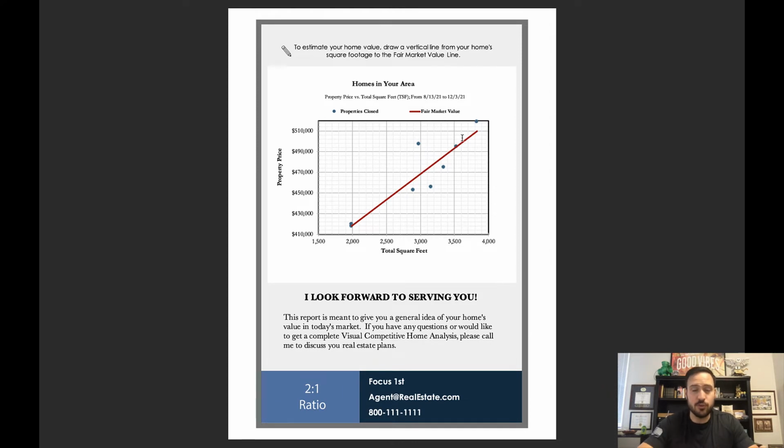Now, if they don't know their square footage, either look this up ahead of time, or if you did attach that previous MLS sheet to this report, they can just look there. Have them draw the line here and then ask them, what does the graph say your home is worth? And if they're at about 3,300, it'd be about 485,000-ish. You say, yes, that's correct. Now that being said, it could be worth more.